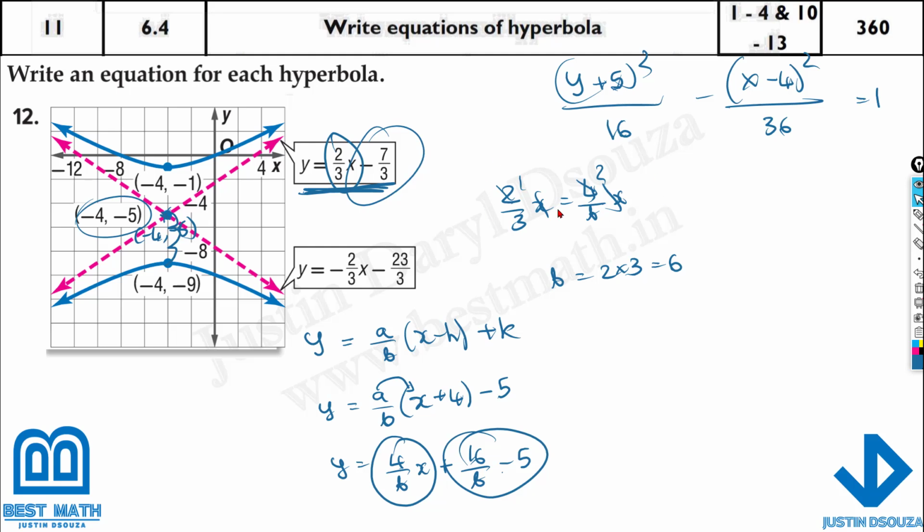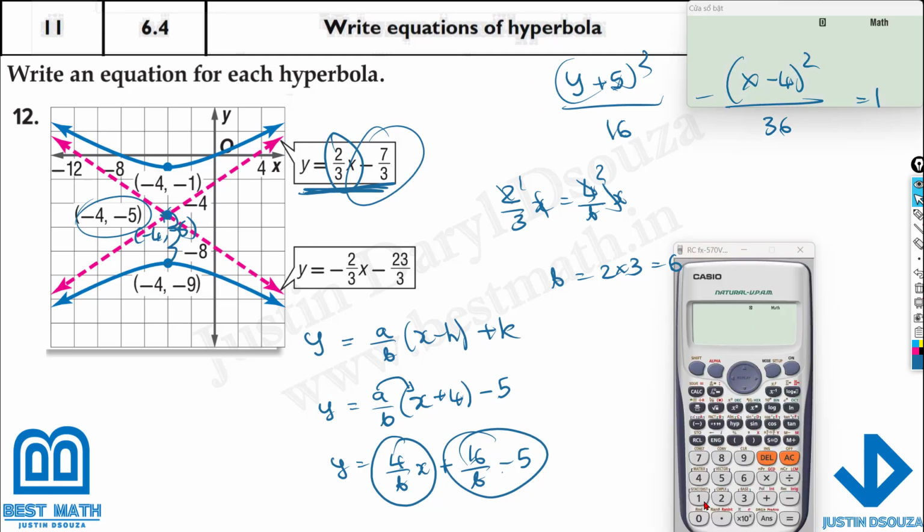You can put this in the calculator. Don't write b, write 2 by 3 equals 4 by x in the calculator. The answer is 6, because we can't take b as a variable in the calculator. You should take x. I'll show you in the calculator now. Over here, all you do is write 2 divided by 3. That is equal to, here, 4 divided by alpha x.